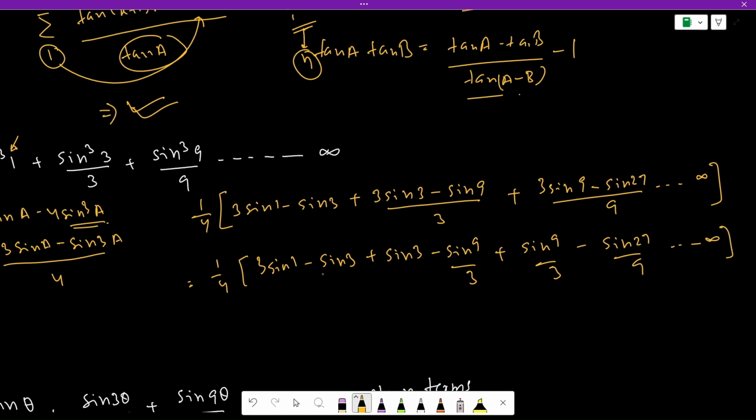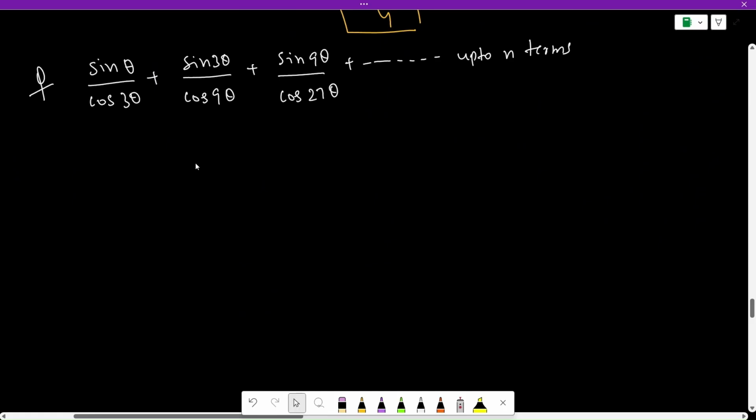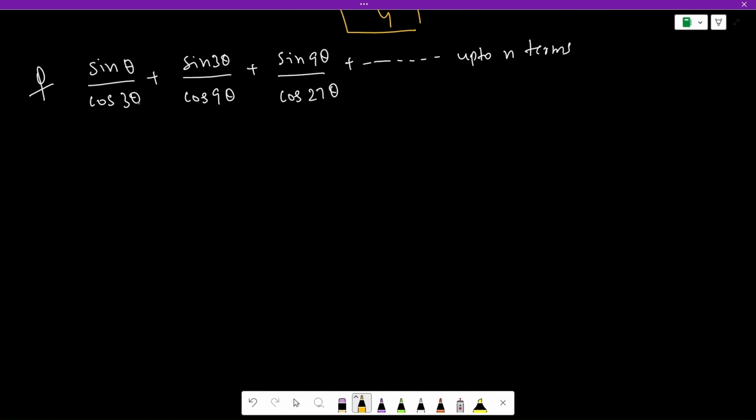So now here you can see that terms cancel out. The second term cancels the first term again, and this will go on up to infinity. So what's left is 3 sine 1 by 4. So this is the answer. Now let's see the next question, which is this one. Sine theta by cos 3 theta plus sine 3 theta by cos 9 theta and so on. So try to solve it yourself, then we will solve it.